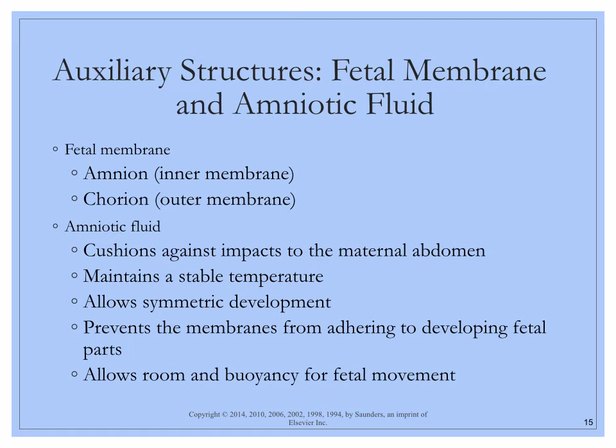Let's review a little bit more of the auxiliary structures: fetal membrane and amniotic fluid. Again, both things that are going to be present in a gestated uterus. Fetal membrane, that's looking at the placenta. Again, the amnion is going to be the inner membrane. The chorion is the outer membrane. Those are the sides of the placenta there as well.